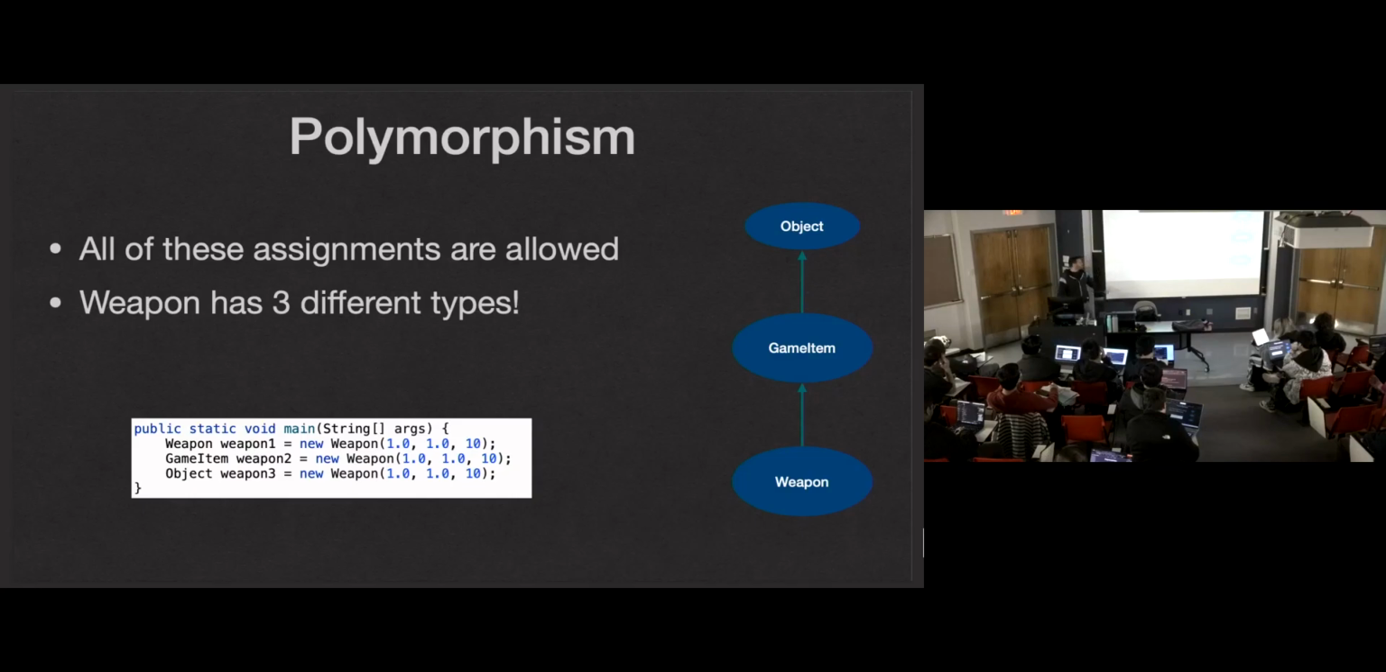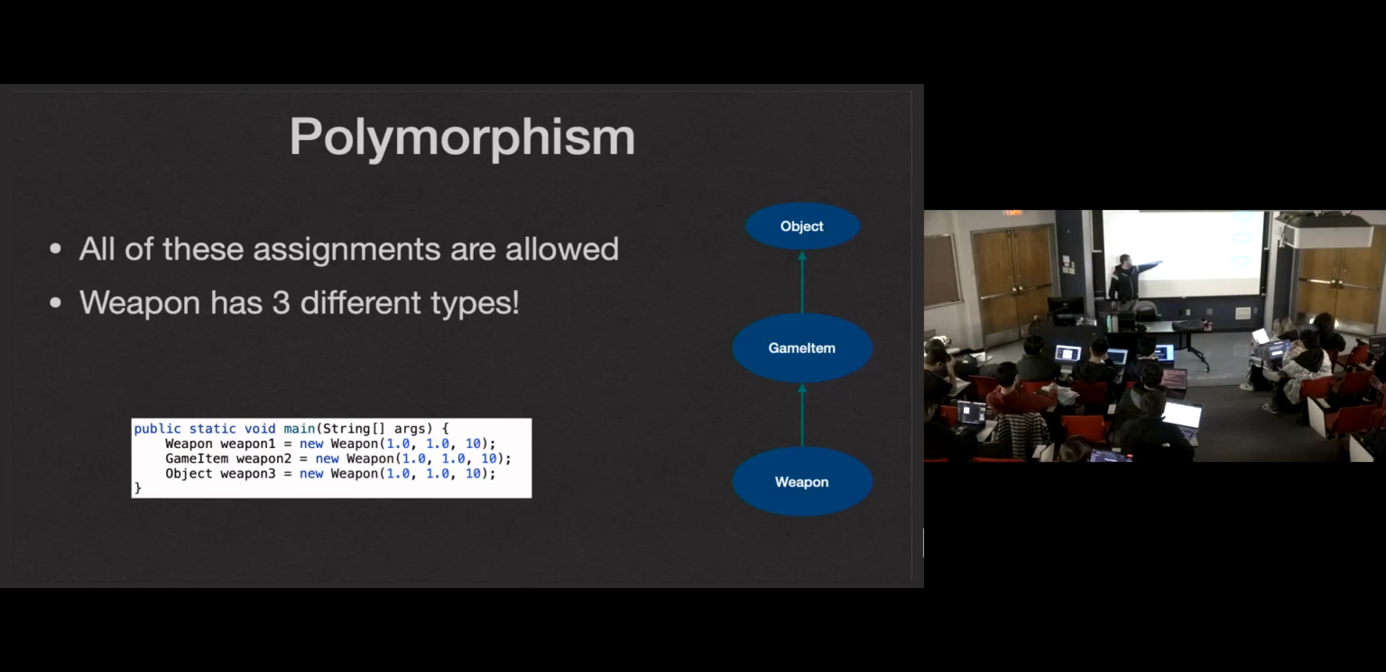But now I want to shine a light on this, that this is allowed. A weapon is a weapon. This first line, we've seen this thousands of times. We've seen this all throughout the semester. No surprises there. I have a weapon object. I'm going to store it in a variable of type weapon. Yeah, okay, makes sense. The second one is where we start using polymorphism.